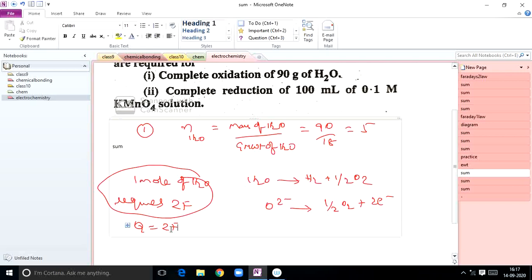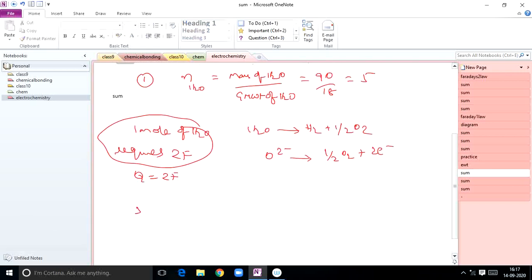Now according to the given question, how many moles of water is there? 5 moles of water. 5 moles of water require 5 into 2 Faraday. So that is 10 Faraday. That implies 10 Faraday means 10 into 96,500, that is equal to 965,000 coulombs. So this is the first question.